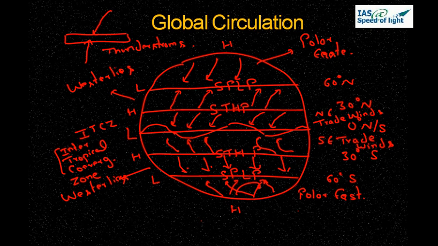Let's now go ahead and see it from a different angle, a different cross-section angle, and see what is happening at the surface and above the surface. Right, so let us see it. This is my surface starting from 0°, 30°, 60° and 90° north. Similarly, in the southern hemisphere we have 30° south, 60° south and 90° south.